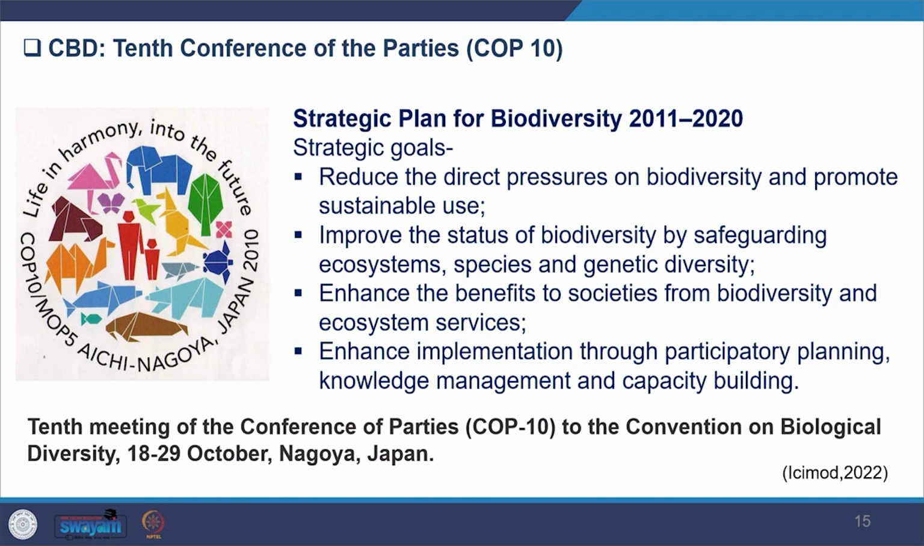So it's just not one-sided, but then how the benefit would be improved for the society from the biodiversity and ecosystem services, and enhance implementation through participatory planning, knowledge management and capacity building. So how the people have to be involved, how the knowledge has to be managed, and how the capacity of the people has to be built.